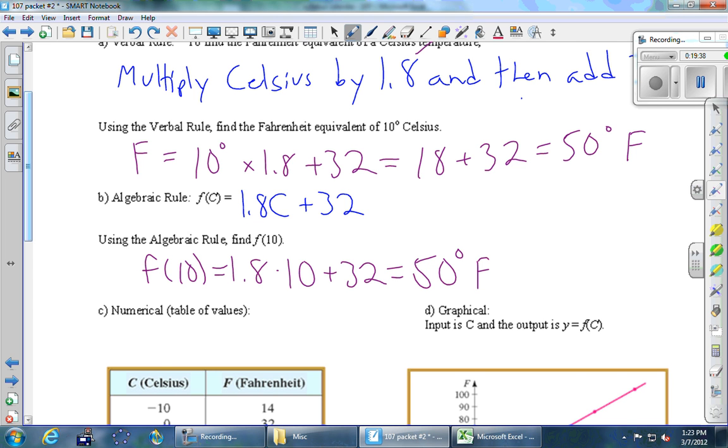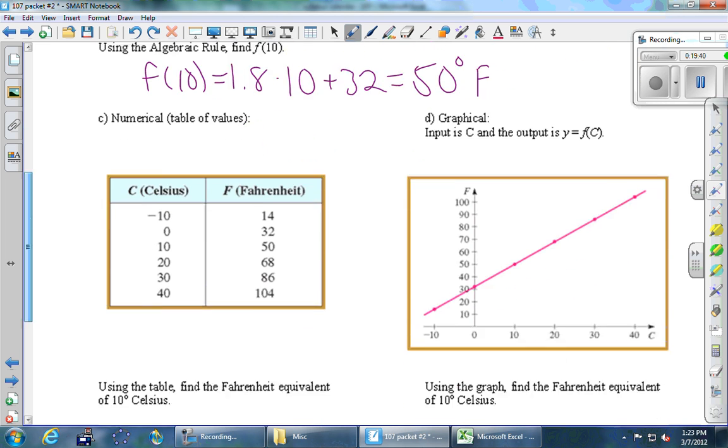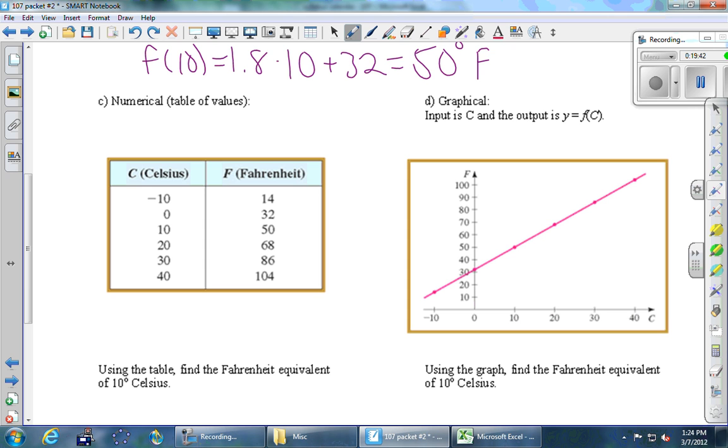One of them is down here in part C. This is called the numerical way, which is just a table of values. So the first column is the inputs, the degrees Celsius. The second column is the output, degrees Fahrenheit. Using the table, can you find the Fahrenheit equivalent of 10 degrees Celsius? How much is it? It's 50. Do you see it in that row right there? Input 10 degrees Celsius, output is 50 degrees Fahrenheit.